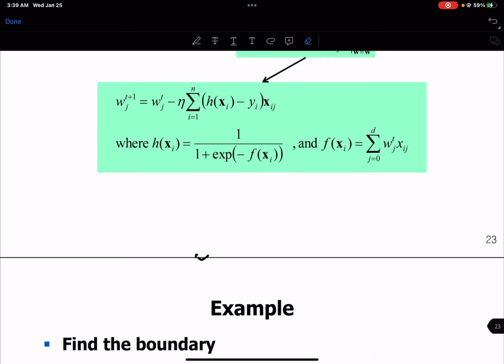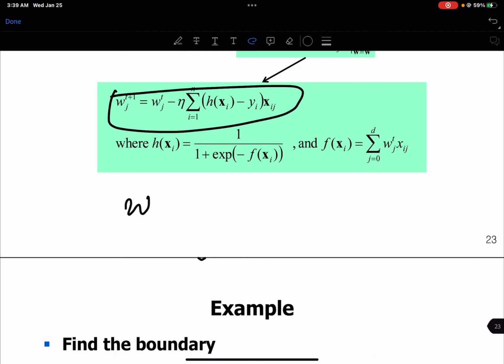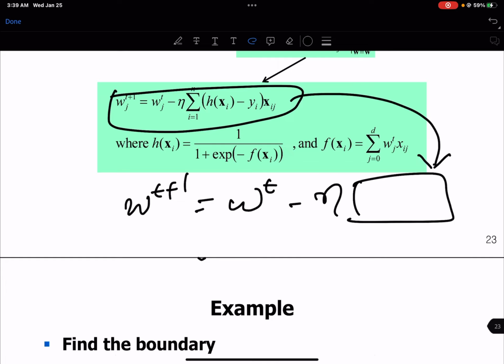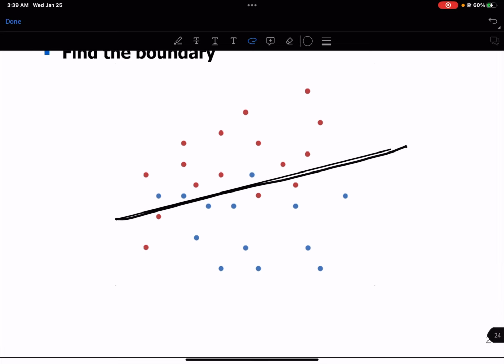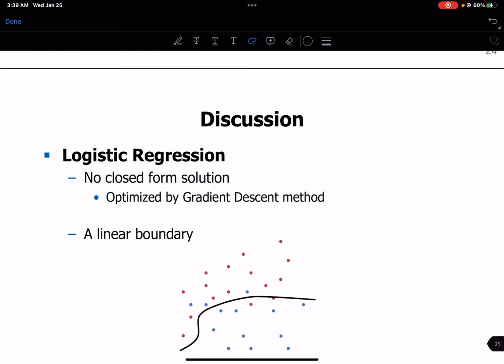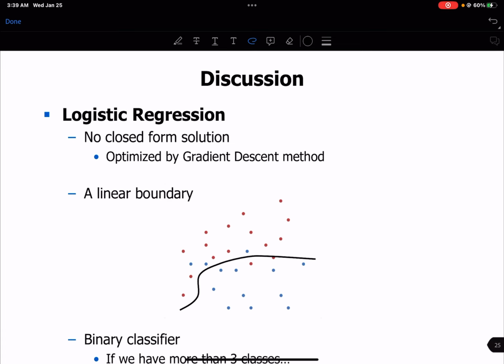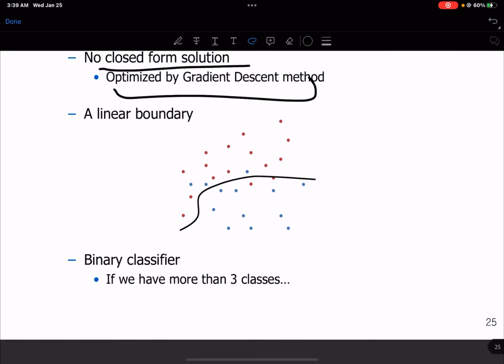And what is the gradient descent method? Basically it is the update of your weight values at t plus 1, from your previous t, minus the learning rate multiplied by a function. So you have to find a boundary here such that it minimizes the error function. For logistic regression, no closed form solution exists, so we can optimize by using the gradient descent method.